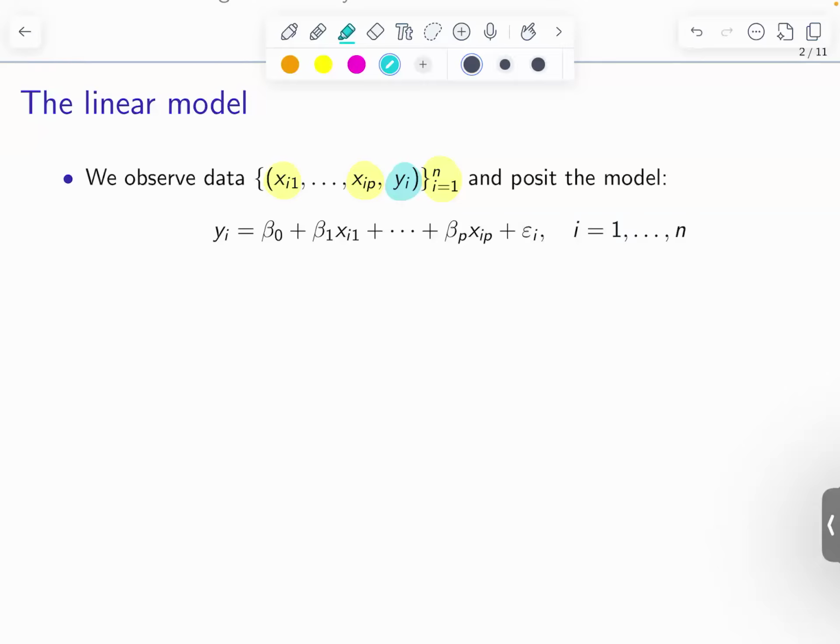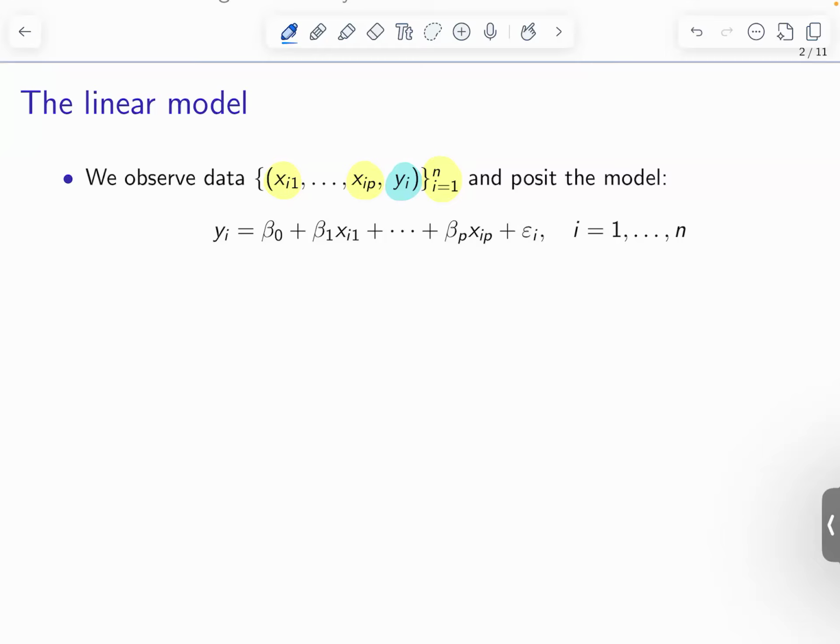So for each observation i, we observe these p plus 1 set of variables. And the linear model is basically this equation. We posit that yi can be written as a linear combination of these covariates plus a constant plus noise. Okay, so there's this constant which oftentimes is called the intercept, and plus noise. So this defines a functional relation between xij and yi, and this is the essence of the linear model.